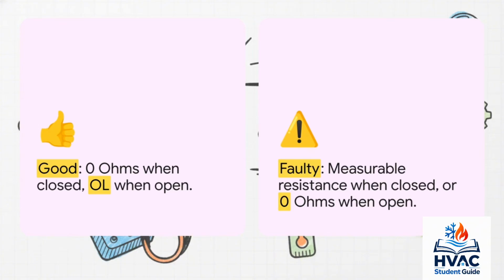Let's contrast these states directly. A healthy switch or breaker, well, it should act just like a solid wire when it's closed, giving you 0 ohms. And when it opens, it should act like a totally broken bridge, reading OL. Simple as that. A faulty switch, however, might actually show a measurable resistance, like 15 or 40 ohms, when it's supposed to be closed. And that indicates pitted, dirty, or burned contacts. Or, on the flip side, it might read 0 ohms when it's supposed to be open, meaning the contacts have literally welded themselves shut. Yikes.